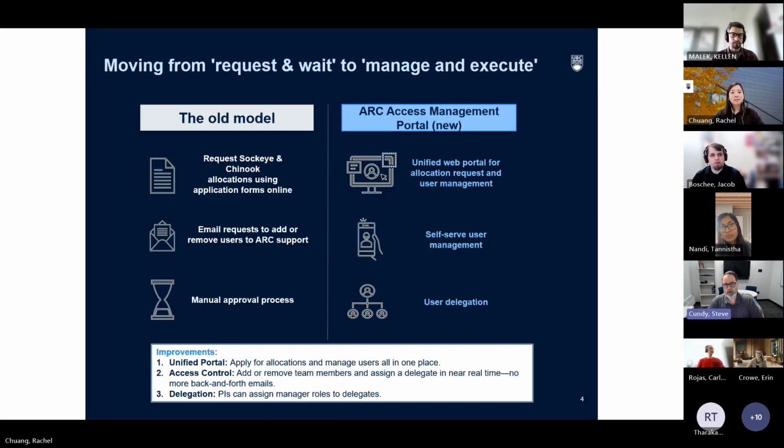So what does moving from request and wait to manage and execute mean? In practical terms, this changes how research teams interact with ARC resources. Previously, actions like requesting allocations or adjusting team access typically moved through forms and email exchanges, whereas this portal brings those actions into a single environment where these changes can be managed directly by your team. This includes managing users within the team, delegating responsibility where appropriate, and of course, making access changes in near real time.